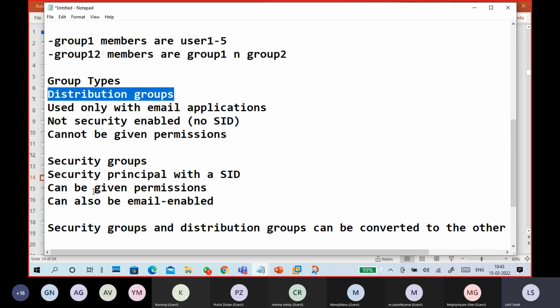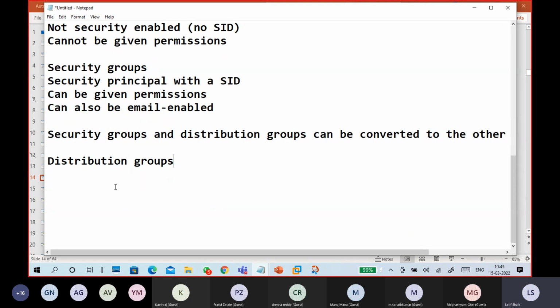For example, I'm going to create a distribution group, DG1. I will tell you why I put a B15 kind of prefix. Okay, this is my distribution group.